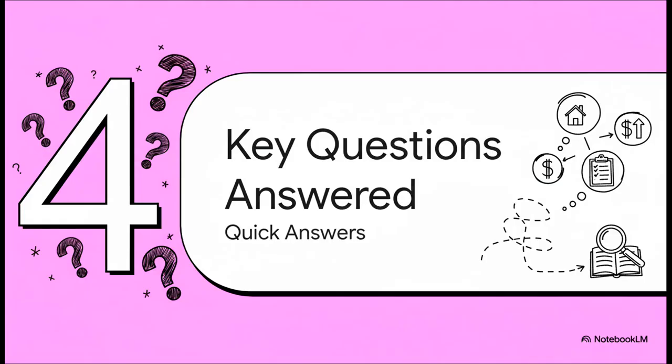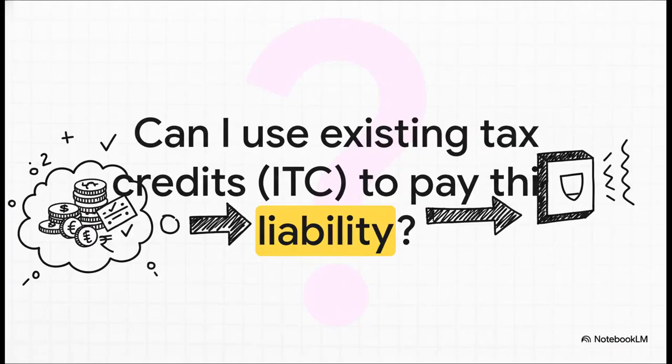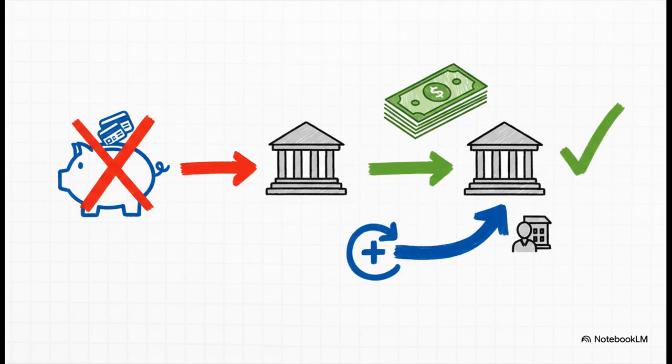All right, I'm sure you've got a few questions buzzing around your head right now, so let's just tackle some of the most common ones we get about this whole topic. Okay, here's a big one. People ask, hey, I've already got a bunch of input tax credits saved up. Can I just use that to pay off this RCM tax? And the answer to that is a hard no.